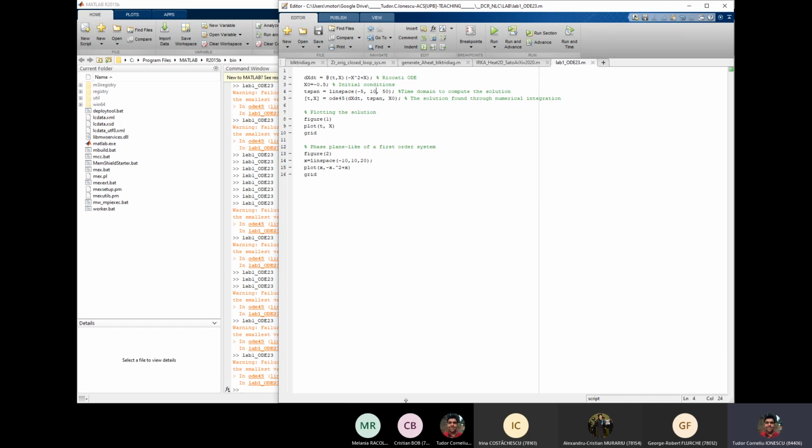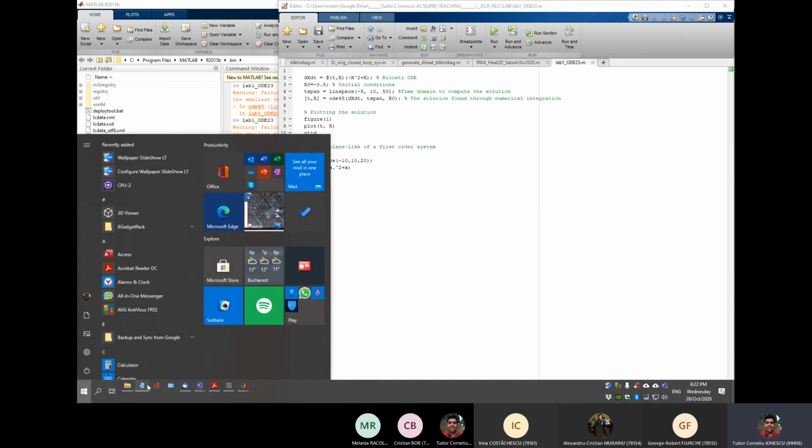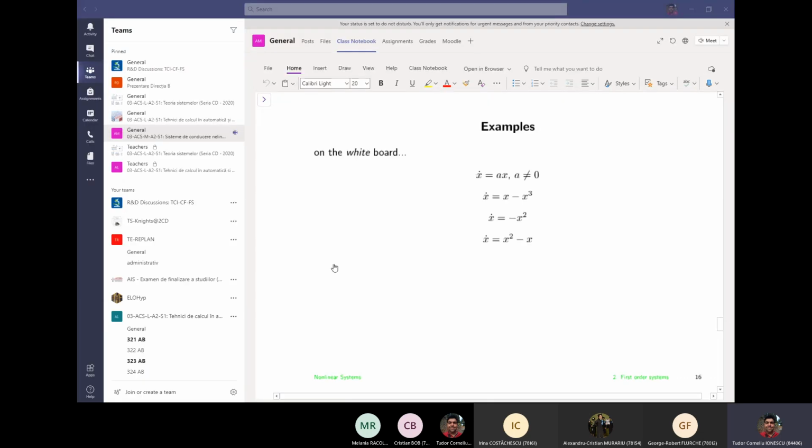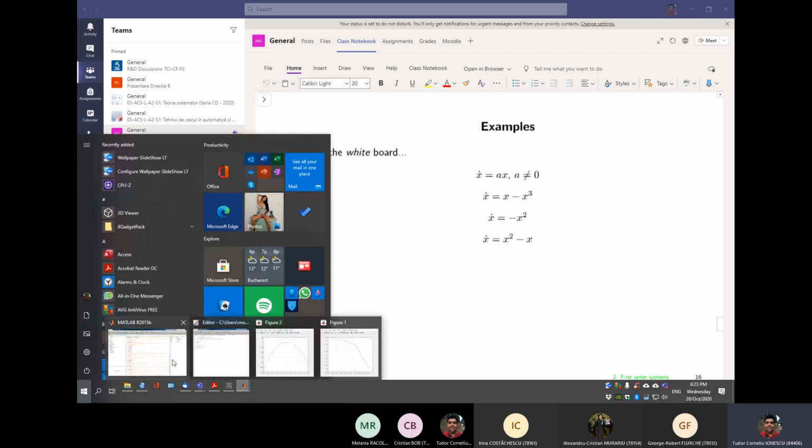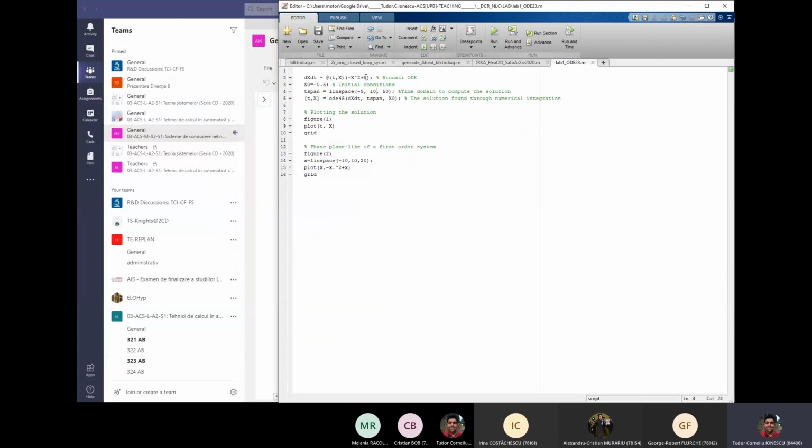So the examples in this notebook here are these: ax, x minus x to the power 3. ax is easy, I'm not going to talk about it. Then x minus x to the power 3, minus x squared, and x squared minus x. This is the Riccati equation. Let me go back to the MATLAB now. And here it is.